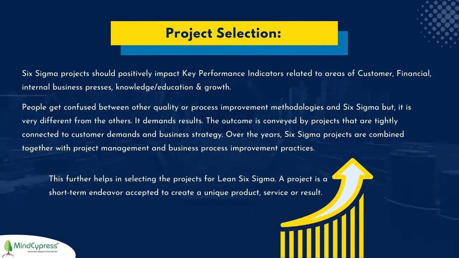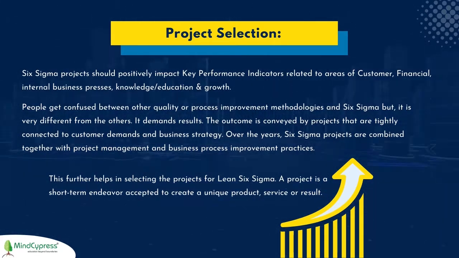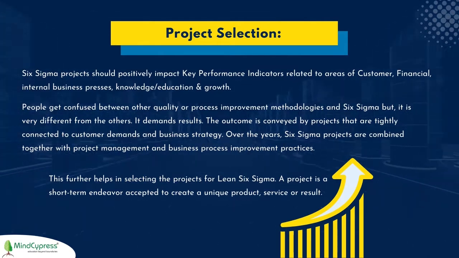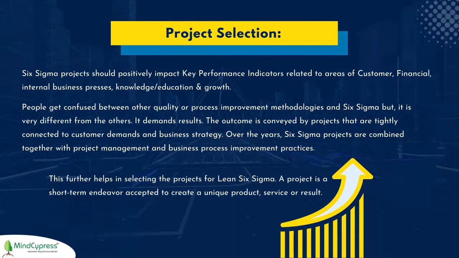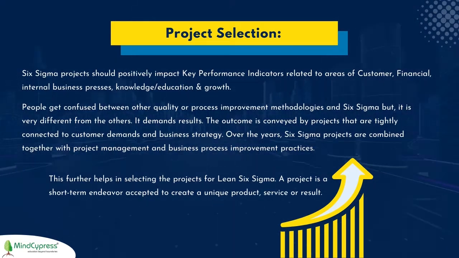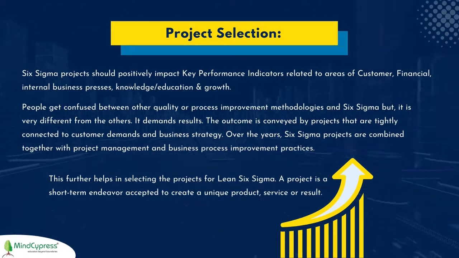People get confused between other quality or process improvement methodologies and Six Sigma, but it is very different from the others. It demands results. The outcome is conveyed by projects that are tightly connected to customer demands and business strategy. Over the years, Six Sigma projects are combined together with project management and business process improvement practices. This further helps in selecting the projects for Lean Six Sigma.